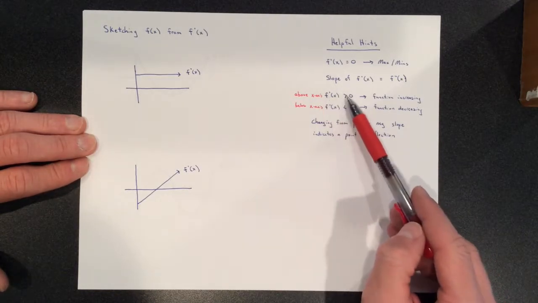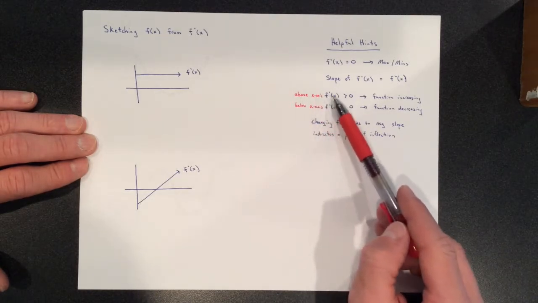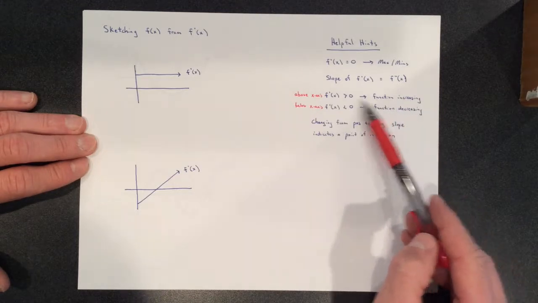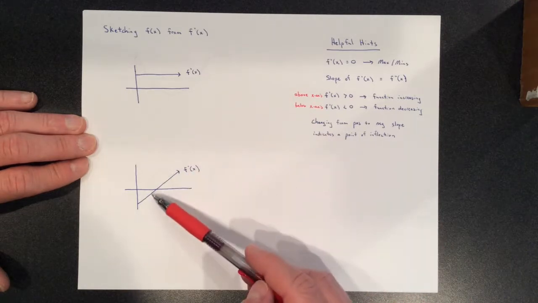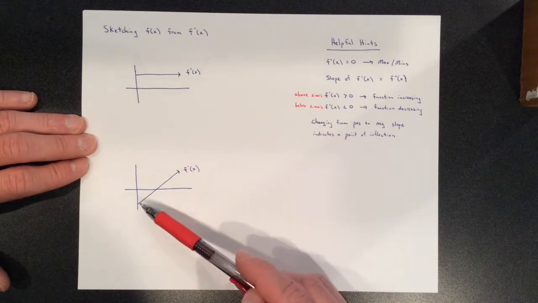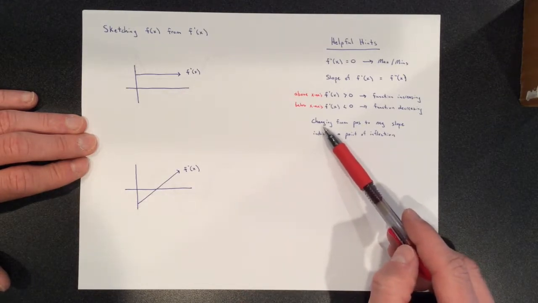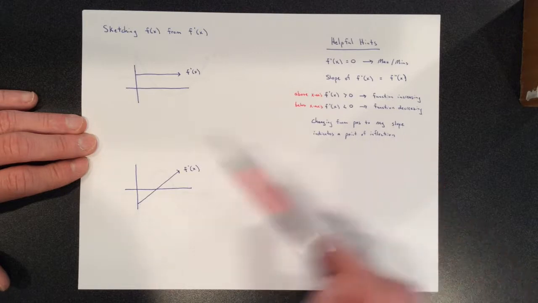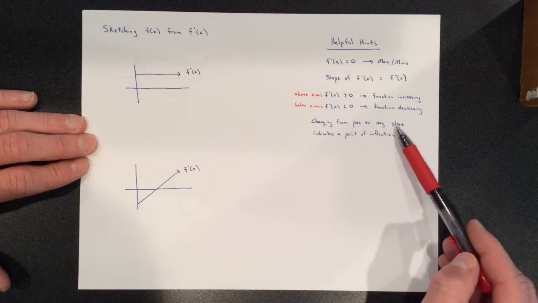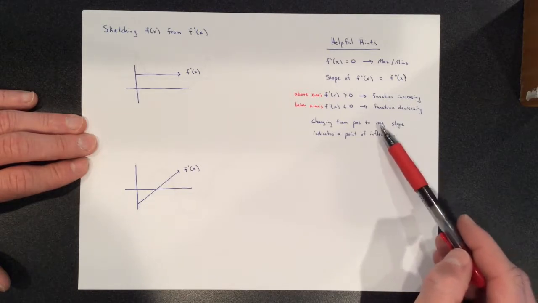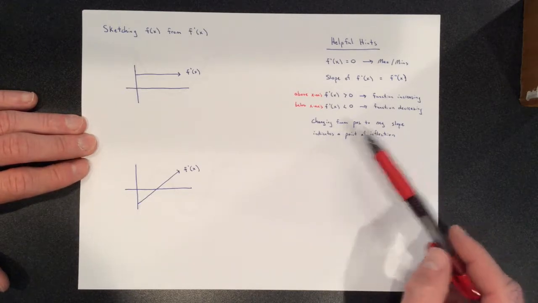And how do you know when your derivative is positive? You're looking at the graph of the derivative, so when the derivative is above the x-axis, the function is increasing. When the derivative is negative, the function is decreasing, meaning if the graph is below the x-axis, the derivative is negative. And if the slope on the graph changes from positive to negative, that indicates a point of inflection, because the slope is the second derivative. So changing from a positive to a negative second derivative indicates a point of inflection.